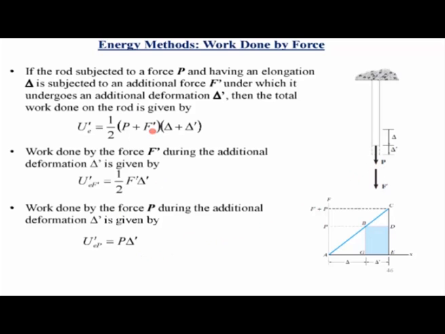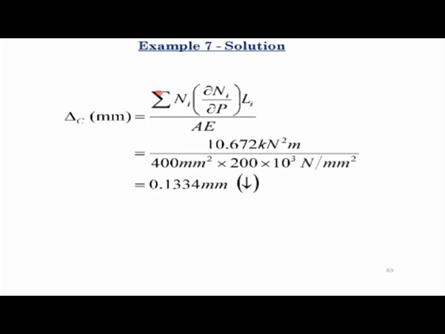The total work is again half P plus F prime into delta plus delta prime. So because the virtual load is first applied and then the external load is applied, the external work of the virtual load to undergo the additional deformation due to the external loads is P times delta, that is shown here.